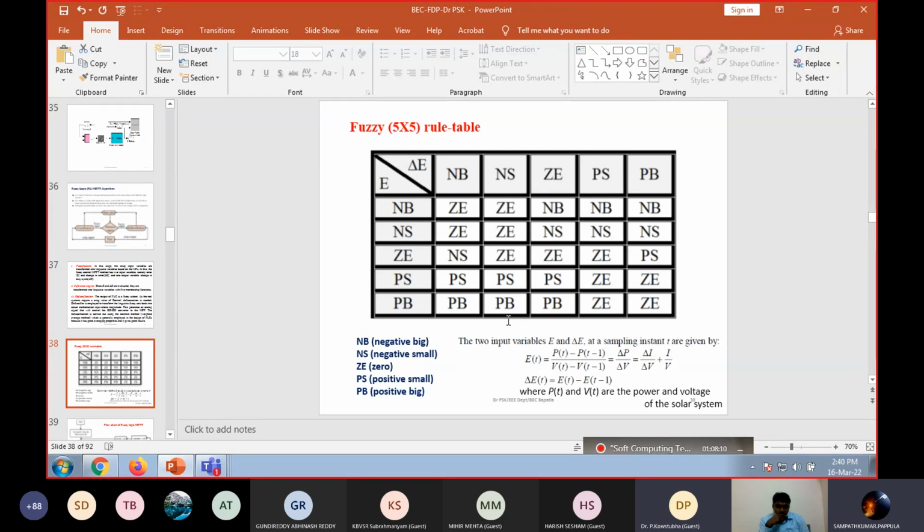The error is E, and delta E is the change in the error, where NB is negative big and NS is negative small. Based on this system, the fuzzy rules are calculated. For example, if the error value, that is dP by dV, is NB, negative big, and NS is negative small, N represents negative, P positive, S small, B big, right? So if the error dP by dV is negative big, and the change in the error is NB, then the duty ratio is 0, that is 1. Like that, you need to write the rules in the rule editor in the fuzzy logic MPPT controller, right?